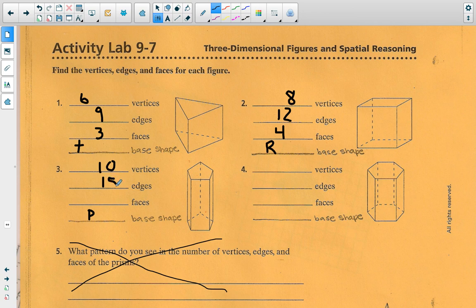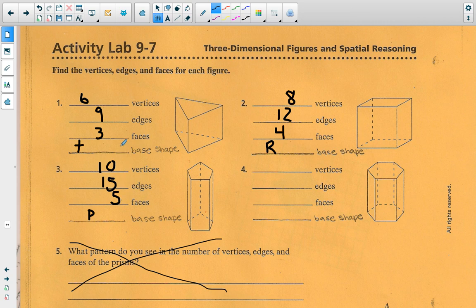How many faces that are not bases? I have 1, 2, 3, 4, 5. Are you starting to see a pattern here? Notice, if my base shape is a pentagon, I have 5 faces that aren't a base. Pentagon has 5 sides. I have 10 vertices, so I have twice as many vertices as I have faces. And I have 15 edges. I have 3 times as many edges as I have faces.